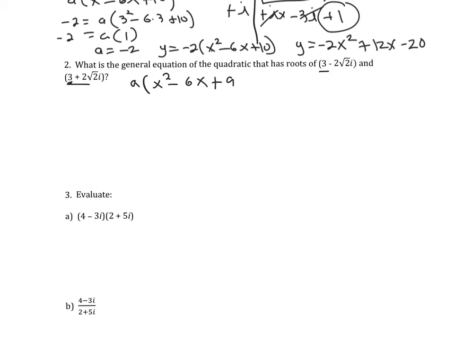And then at the end here, we're going to have 2 root 2i times negative root 2i, which means we're going to end up with negative 4 times 2 times i squared. So we have a times x squared minus 6x plus 9, and this is going to end up being 8 times negative 1, so minus negative 8, or plus 17 altogether. And so this is the general equation. We have y equals a times x squared minus 6x plus 17.